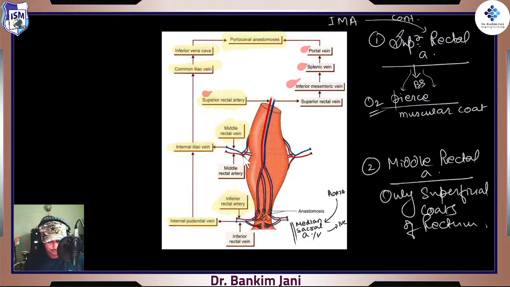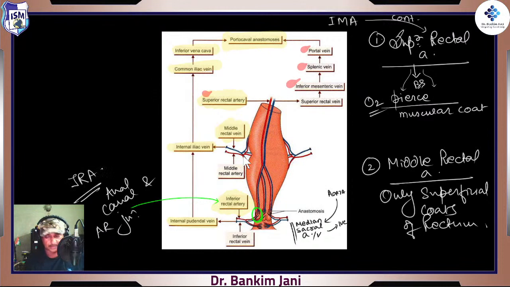inferior rectal, right? That inferior rectal, this one. See, inferior rectal, as such, see this level. Yeah, I'm talking about this point. Inferior rectal is as such supplying the anorectal junction, right? It is supplying the anal canal and anorectal junction. So that is the inferior rectal artery.